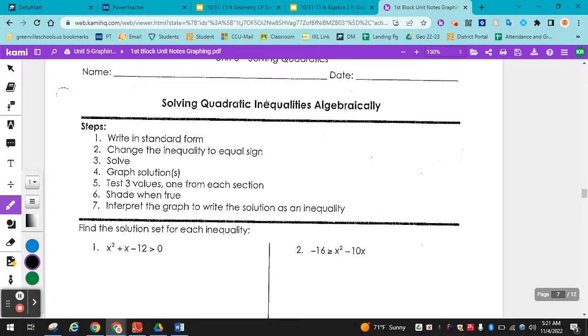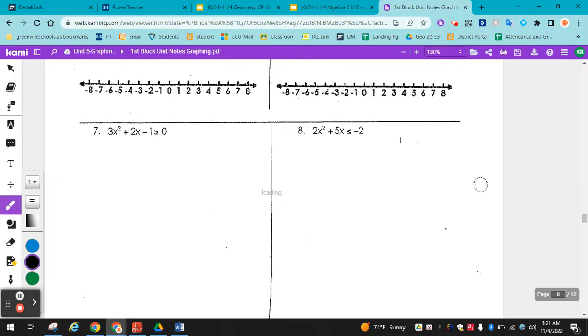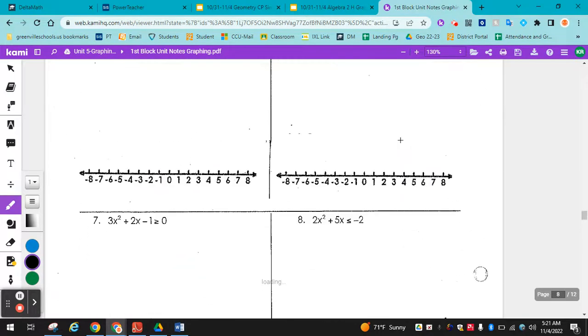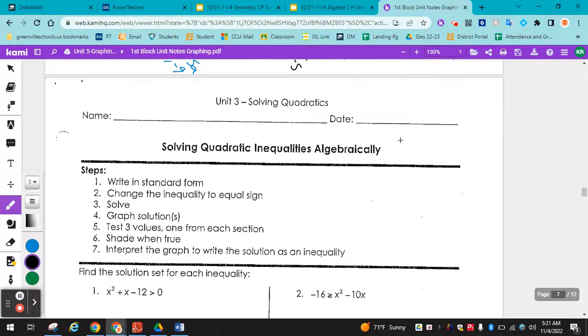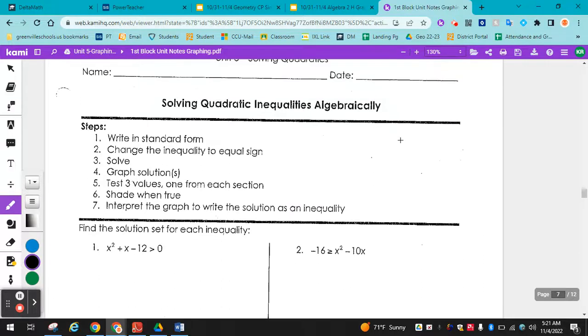Today we're doing solving quadratic inequalities algebraically and solving quadratic inequalities by graphing. When you look at the notes, this is solving quadratic inequalities in one variable, because if you look at your equation, you only have one variable. But when you graph, you have two variables, an x and a y. So just keep that in mind. So solving quadratic inequalities, one variable, here are your steps.